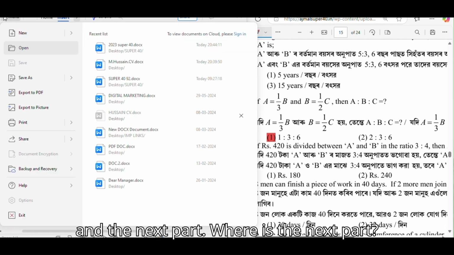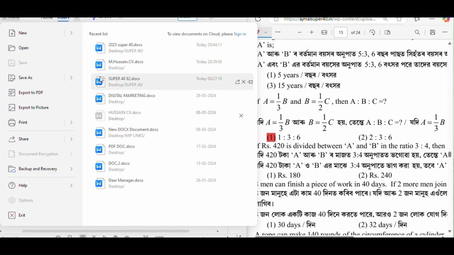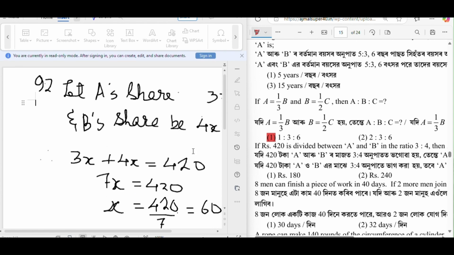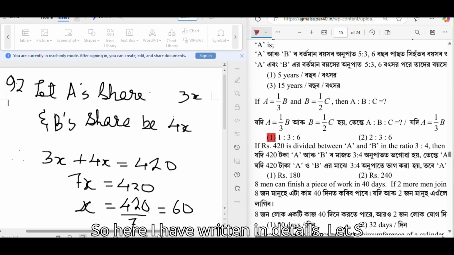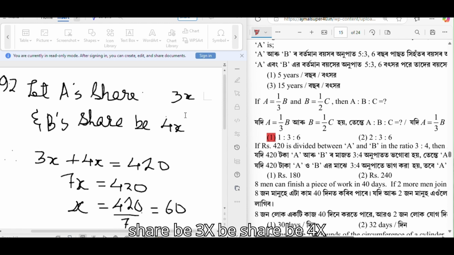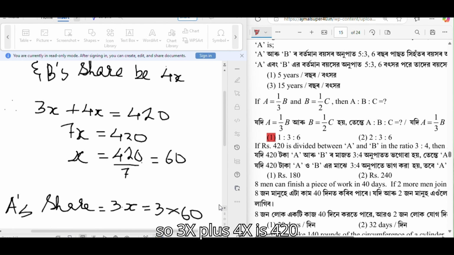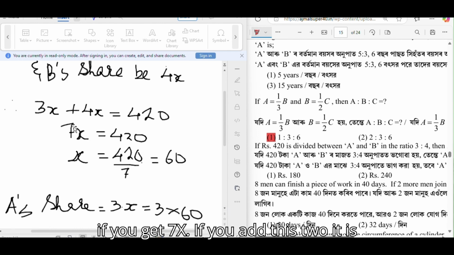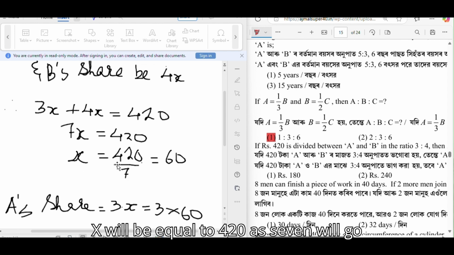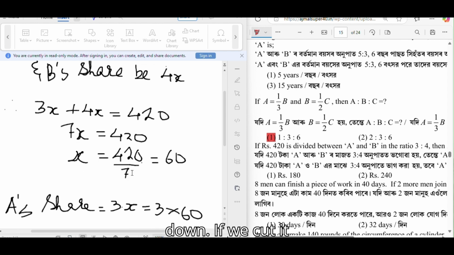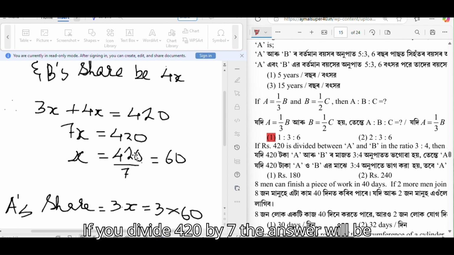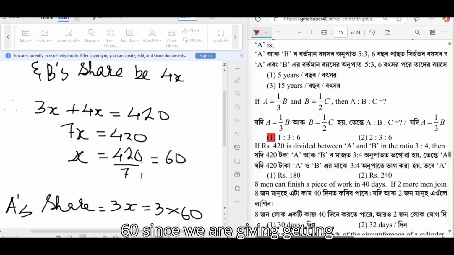Here is the next part, where I have written in detail. Let A's share be 3x, B's share be 4x. So 3x plus 4x is 420. If you add these two, it is 7x equal to 420. So x will be equal to 420 divided by 7, as 7 will go down. 7 6s are 42, so if you divide 420 by 7, the answer will be 60.